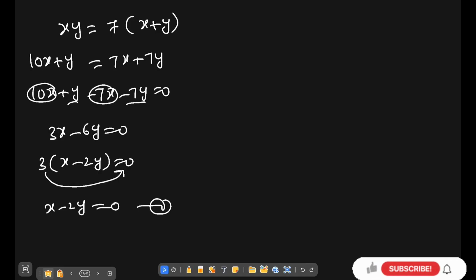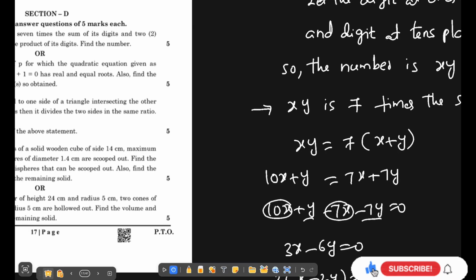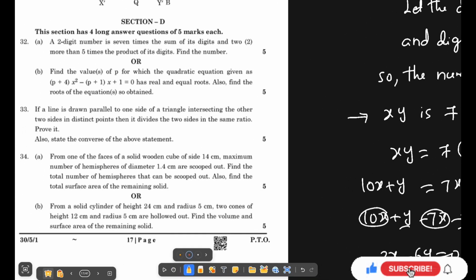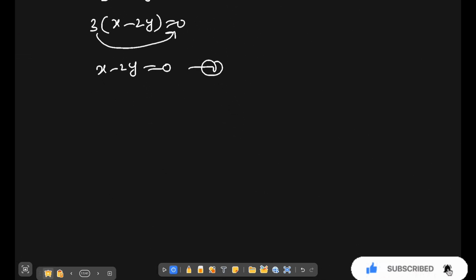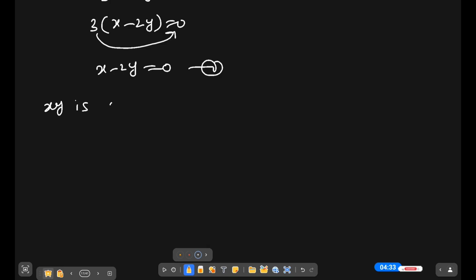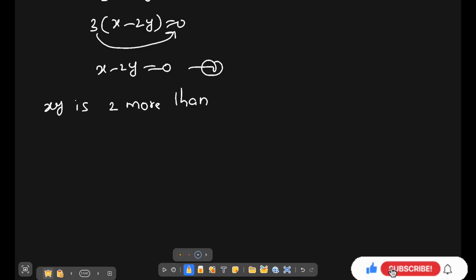Now, also it is given, what is given in the question? Let's check the question. It is given that the number is 2 more than 5 times the product of its digits. So we can write this as xy is 2 more than 5 times the product of its digits.